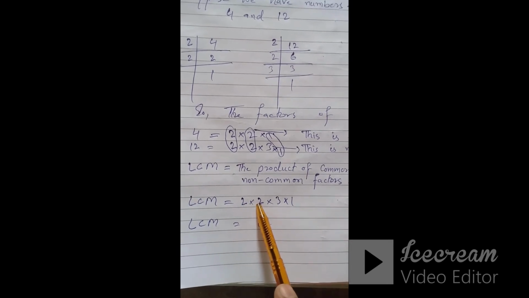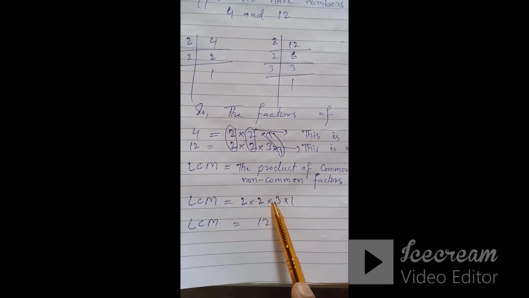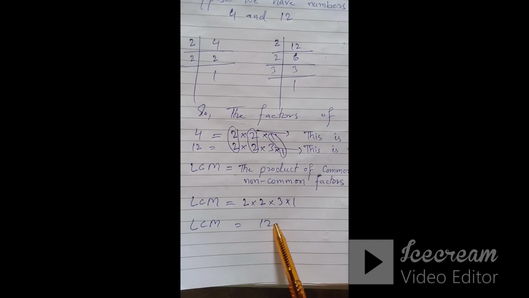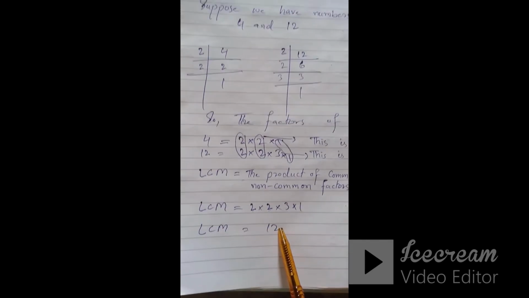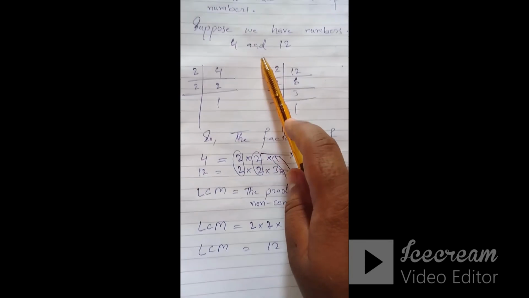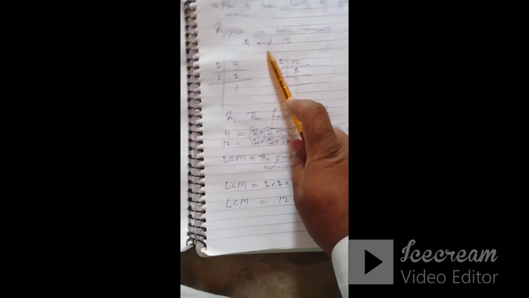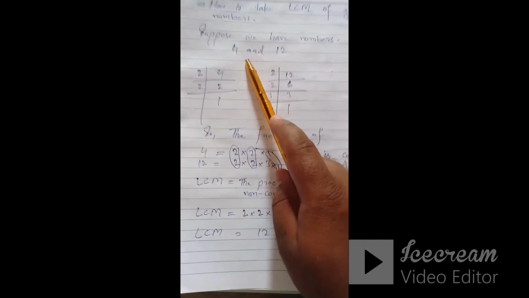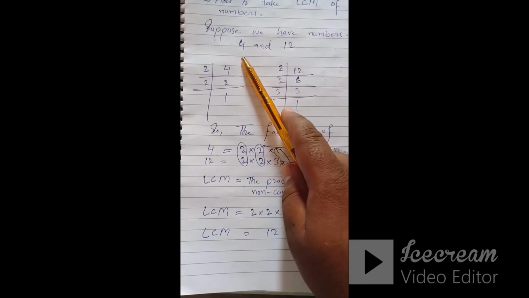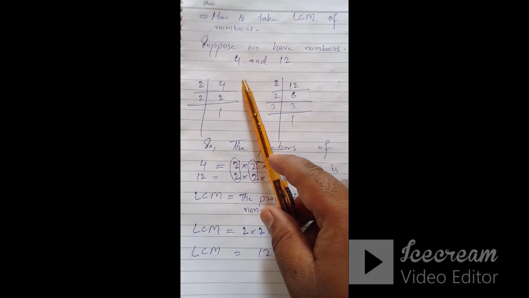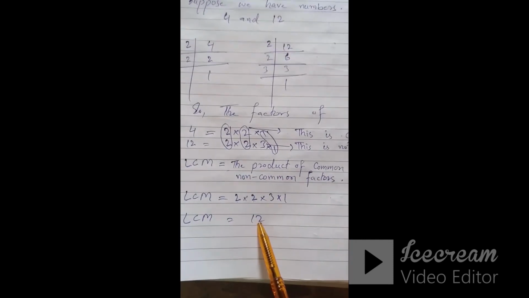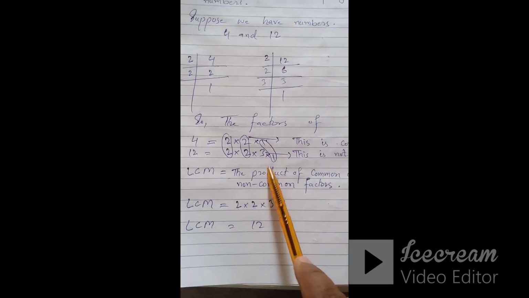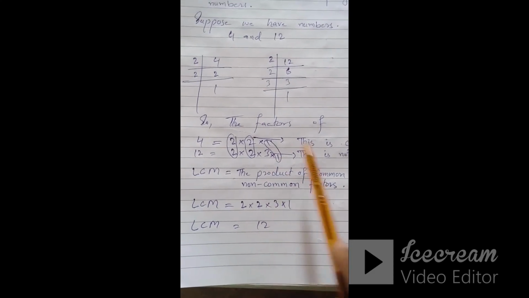2 multiplied by 2 is 4. 4 multiplied by 3 is 12. 12 multiplied by 1 is 12. So the LCM will be 12. If someone asks you what is the LCM of the given numbers 4 and 12, the answer is 12. So this is how to find the LCM of the given numbers.